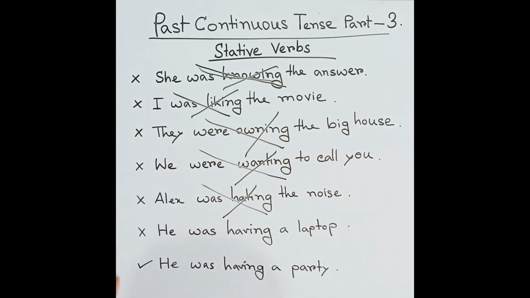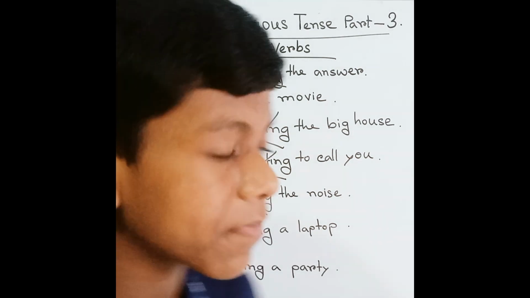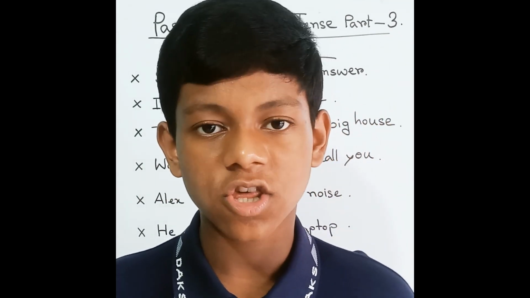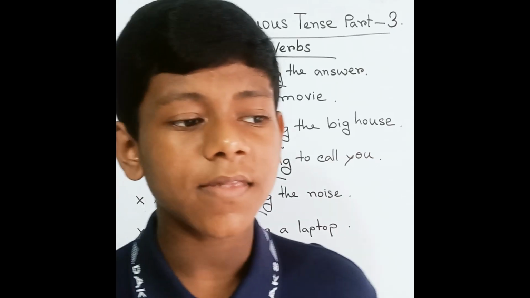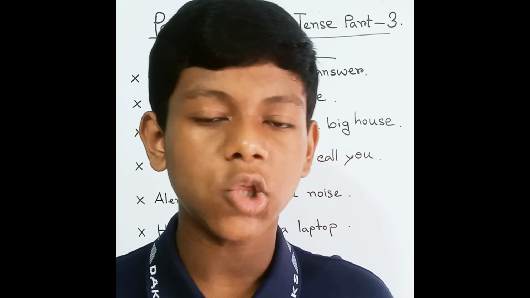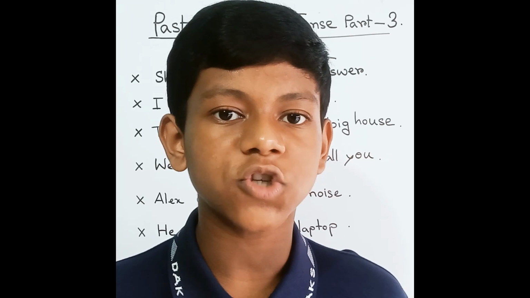Then we have two sentences left here, but in these two sentences I have something to tell you. Some verbs can be used both ways, as action or dynamic verbs and also as stative verbs. An action or dynamic verb is sometimes used as a stative verb, to describe different meanings.